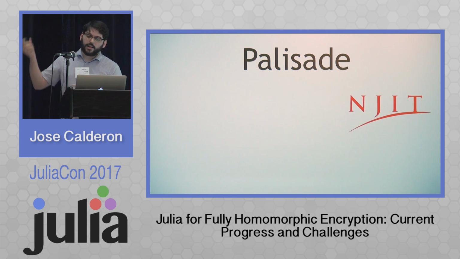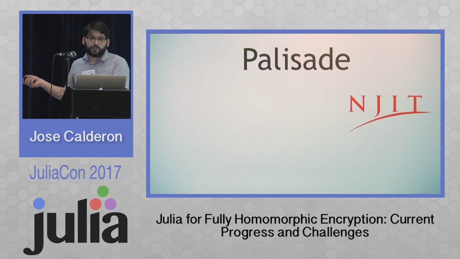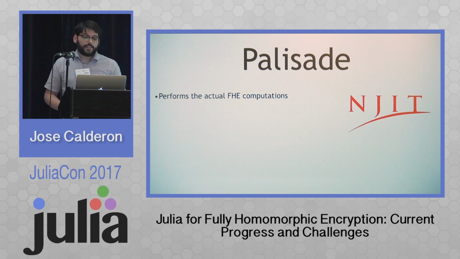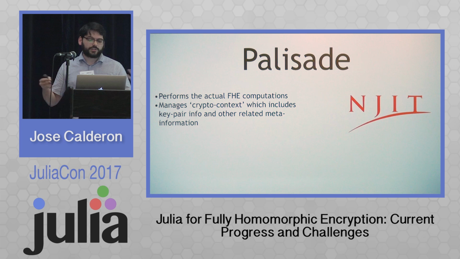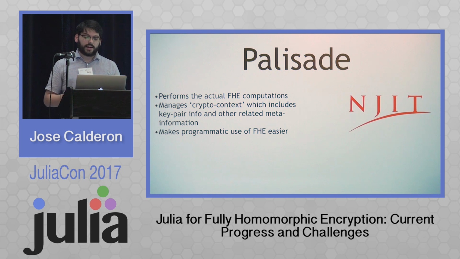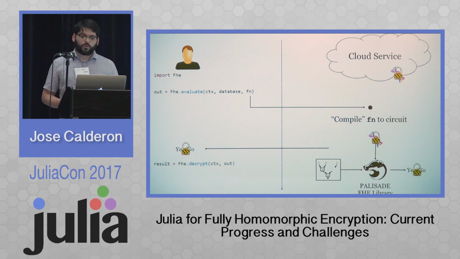So, quick aside, Palisade is written by some folks at the New Jersey Institute of Technology. This performs the actual FHE computation. So this is what's actually doing the hard cryptographic work. But on top of that, it also manages what we call a crypto context, like your key pair info and other related metadata about your computation. And overall, it makes using FHE much easier, but it's still not something you'd want to program in directly. So our job is to make it so that you can just program in Julia, and then this does the heavy lifting behind the scenes.